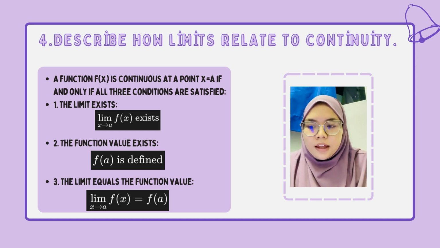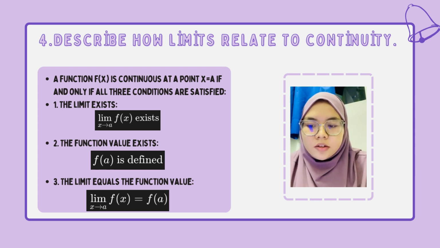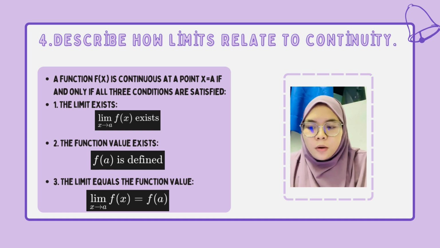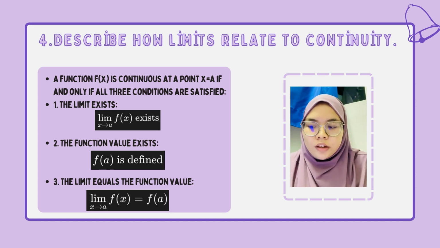Number 3, intermediate value theorem. The intermediate value theorem states that if a function is continuous on a closed interval, then for any value between f(a) and f(b), the function will take that value at least once. This theorem basically says a continuous graph cannot suddenly skip values.